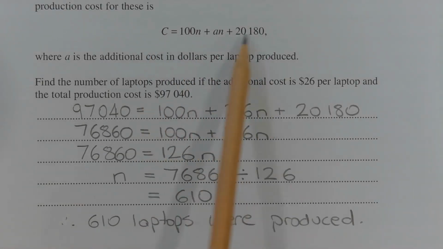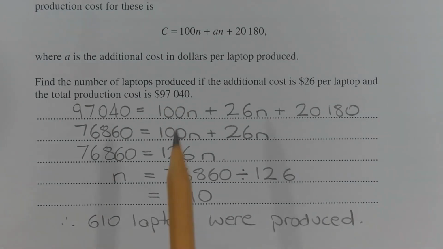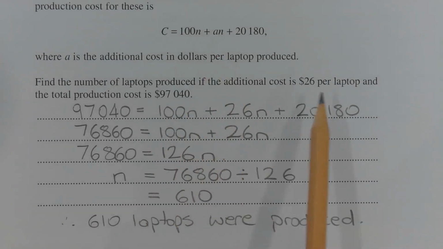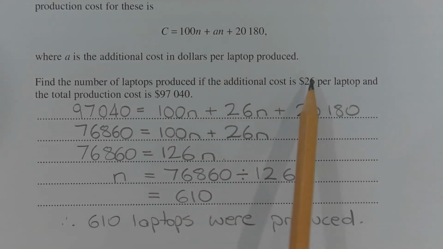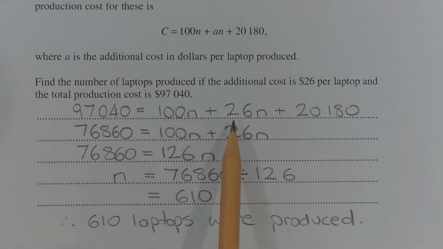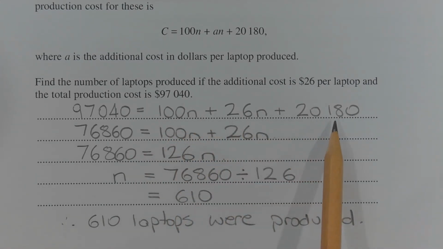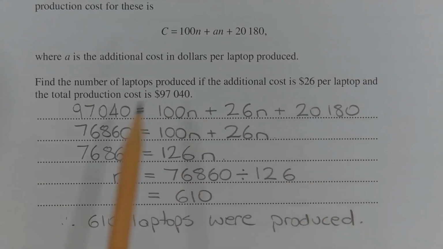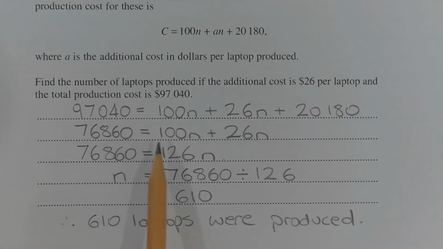We need to solve this equation for N, where N represents the number of laptops produced. Now we know that C is equal to 97,040 and A is equal to 26. So substituting these two values for C and A, we have 97,040 is equal to 100N plus 26N plus 20,180. Subtracting 20,180 from both sides of this equation, we have 76,860 is equal to 100N plus 26N.